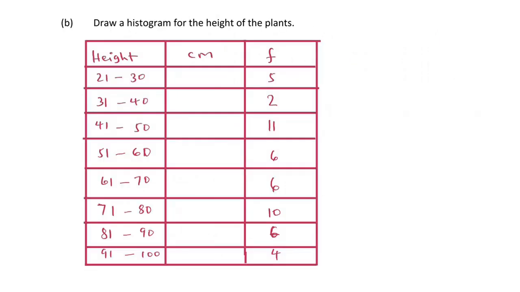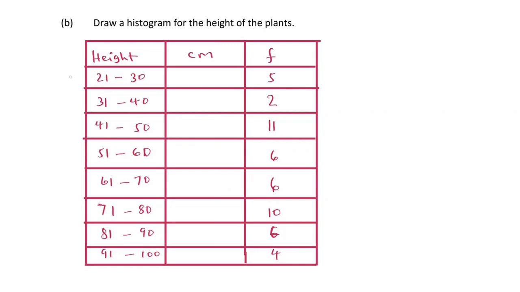For part B, we are supposed to draw a histogram for the heights of the plants. For this one, we know that a histogram is a rectangular bar graph, and it is drawn by frequency against their class mark. From our table, we are going to add the class mark column by finding the average of the lower limit and the upper limit for each class interval.